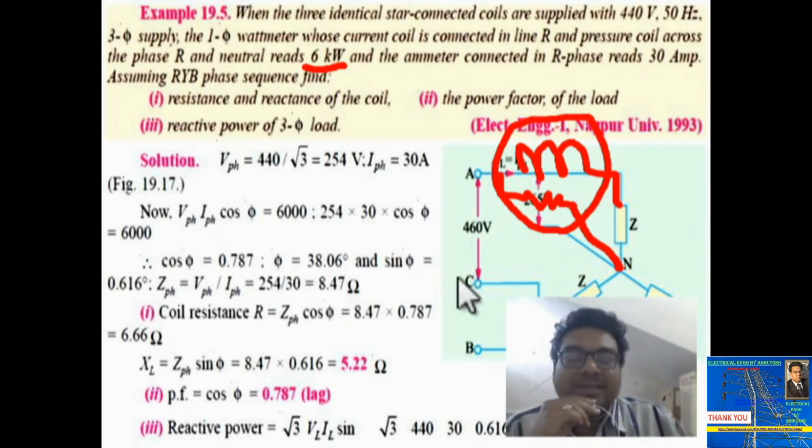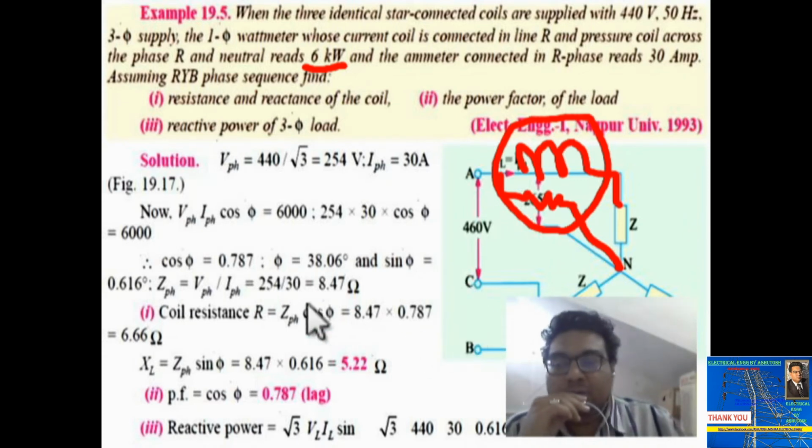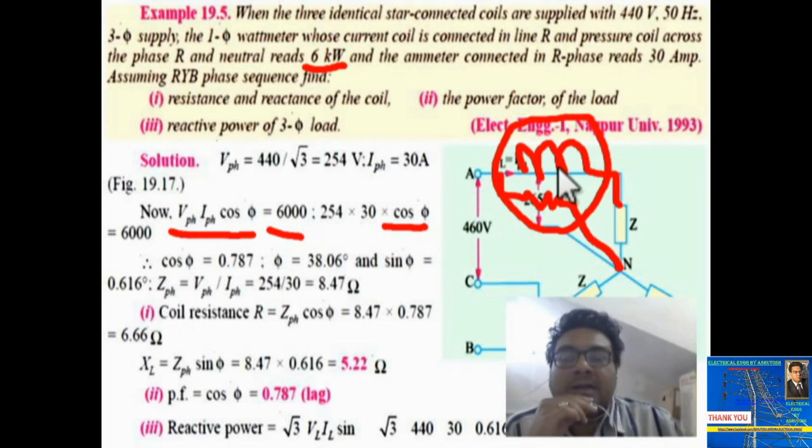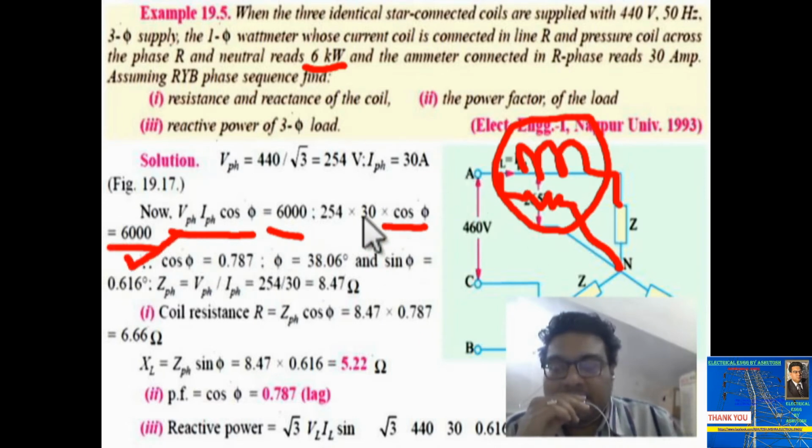We know the single phase active power P is equal to VI cos phi. So you can write it down, VPH IPH cos phi, and that is equal to 6000. Put the value of phase voltage and phase current, then cos phi is to be determined. So 254 into 30 into cos phi is equal to 6000. Now we will get the value of power factor, which is equal to 0.787, and then you can find out the phase angle, 38.06 degree.